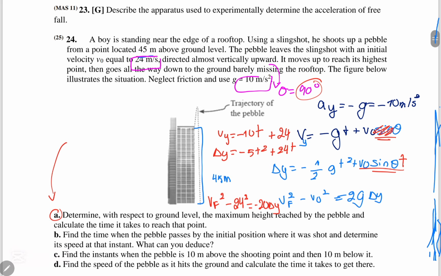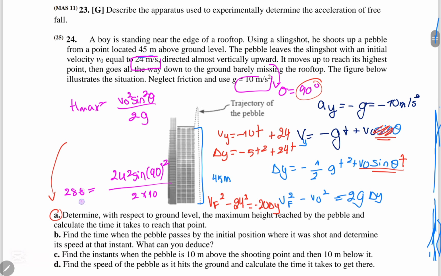So to determine the maximum height, we need to use the H max equation, which is v0 squared sine squared theta over 2g. So it's going to be 24 squared times sine 90 squared over 2 times 10. You put it on your calculator, and I got an answer of 28.8 meters, okay?